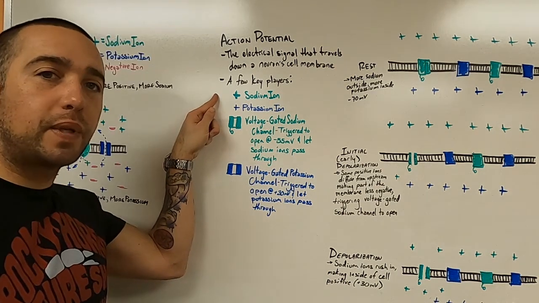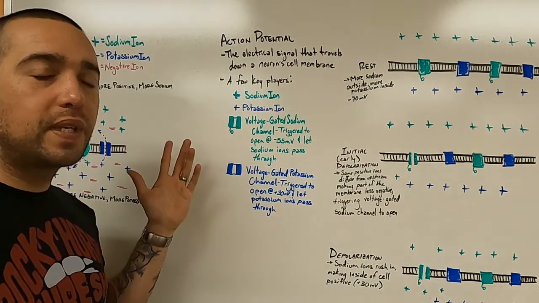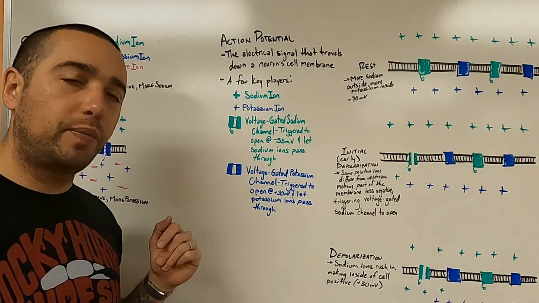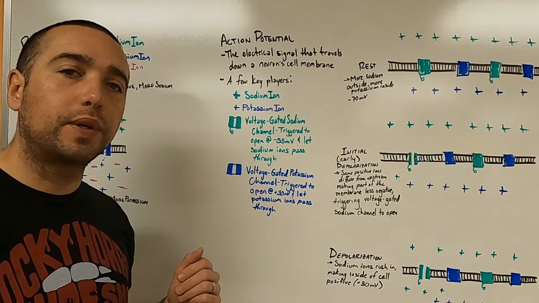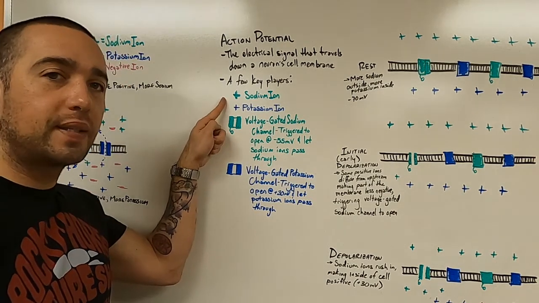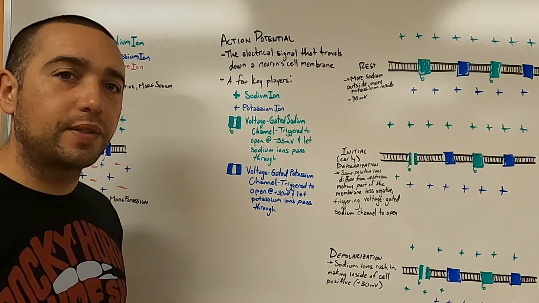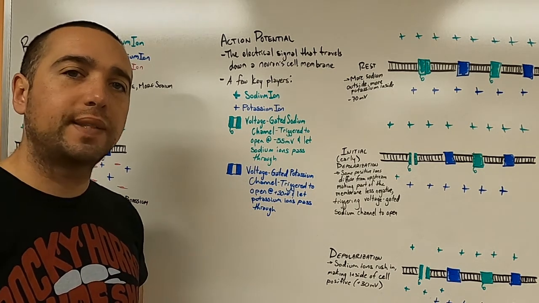Now, there are a few key players in this. The other proteins that were mentioned about the resting membrane potential, those are still there, but will be largely omitted for clarity. There are sodium ions that take part in an action potential, there are potassium ions, and so I'm going to keep the same color coding scheme.